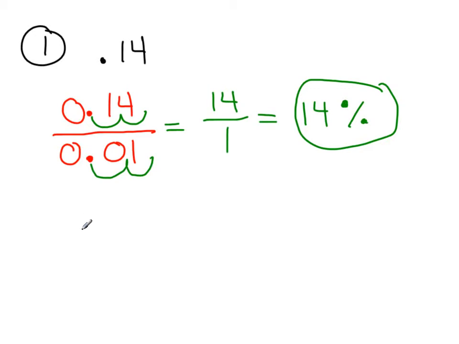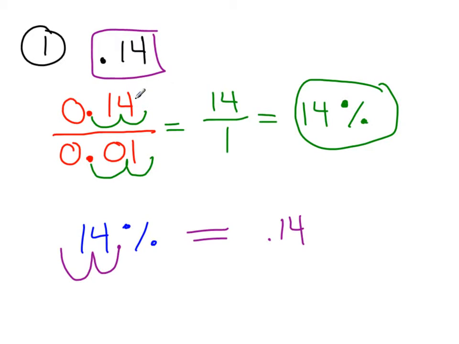Remember, if we were going from 14% to a decimal, we'd find the decimal point at the end of this number and we'd move it over to the left. So then we would have it equal 0.14, which is what we started with. Now we can start thinking of it as, well, we moved to the left when we wanted to convert it to a decimal. Now we're moving it over 2 places to the right to change it into a percent.